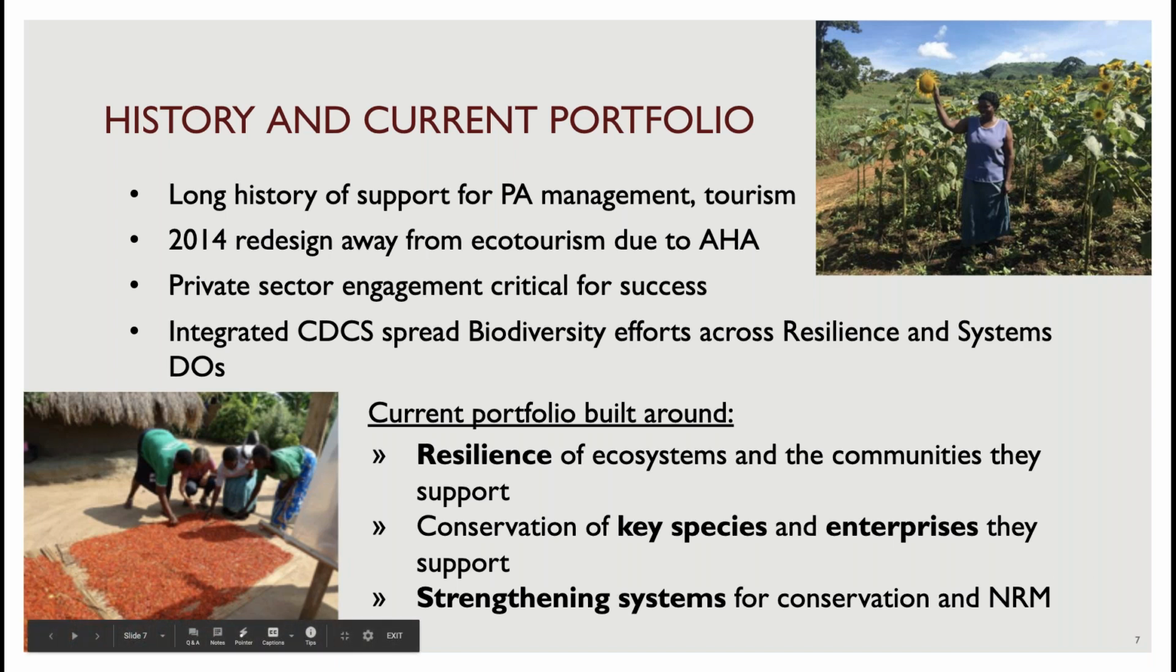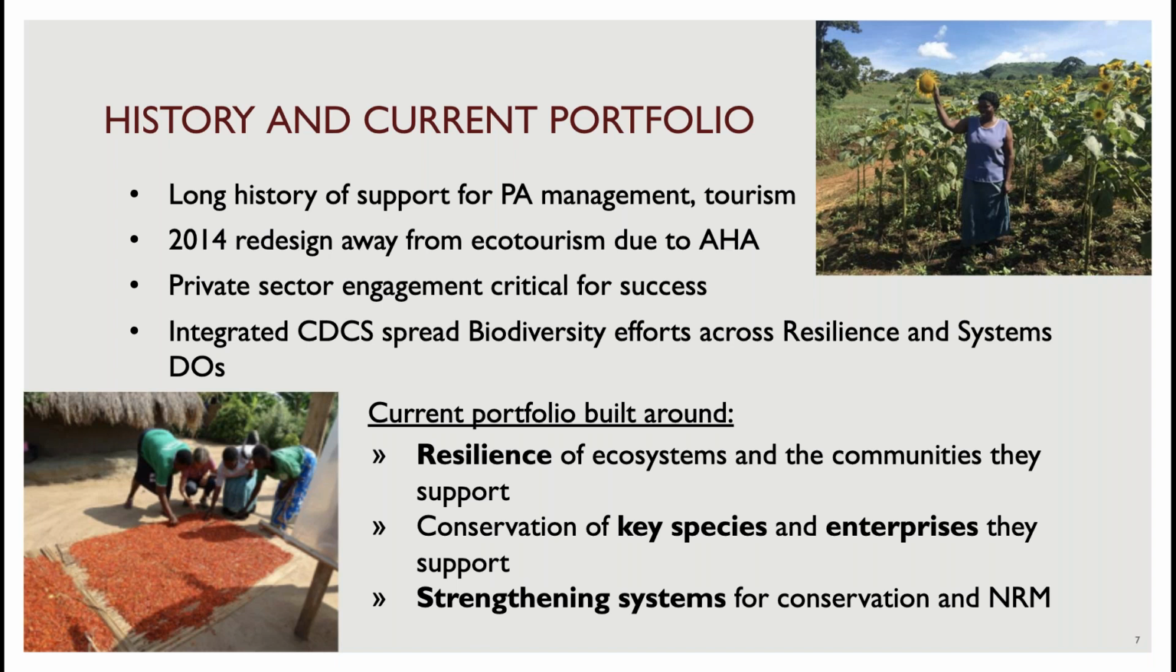And then the second piece is really a focus on species and the enterprises they support. So again, the Anti-Homosexuality Act was overturned by the Ugandan Supreme Court, and so we've been able to ease back into support for tourism. But one of the things that we learned is that we really can't be focusing those enterprises or work in one specific area. So we're looking at tourism as one part of the broader portfolio. And this also captures the work that we're doing in combating wildlife trafficking as well.